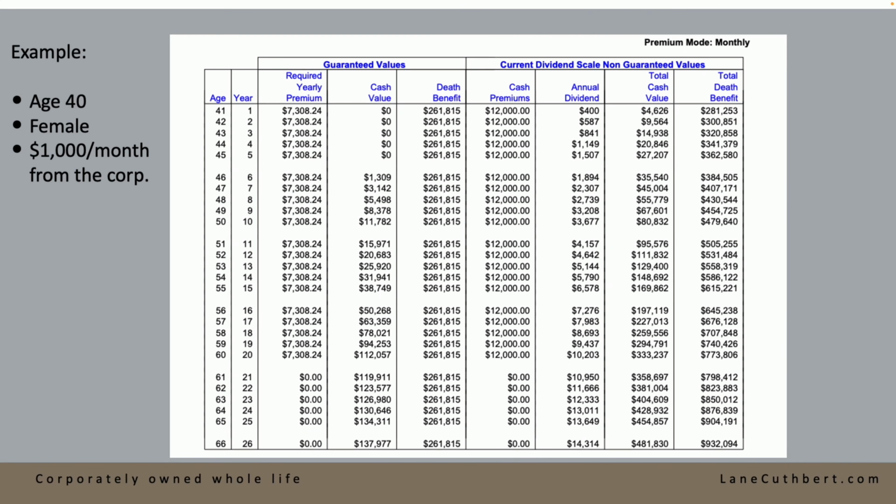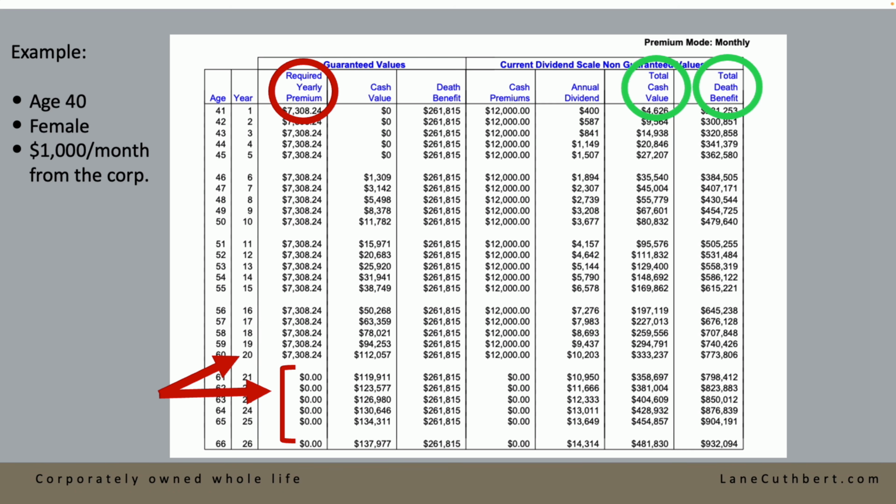So in this example, we are using a female business owner. She's aged 40 and she's choosing to put $1,000 a month of corporate dollars into this policy. Now, there's a lot of information here, but the three bits that we really want to be paying attention to are the required yearly premium, the total cash value, and the total death benefit.